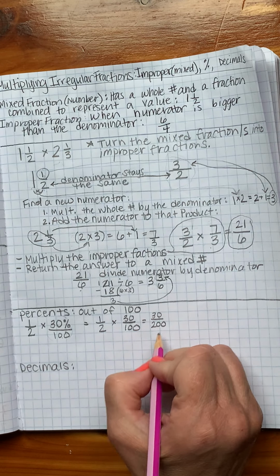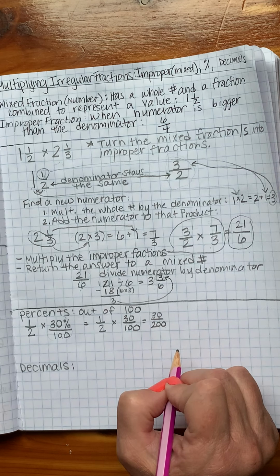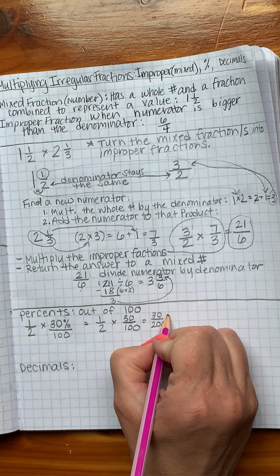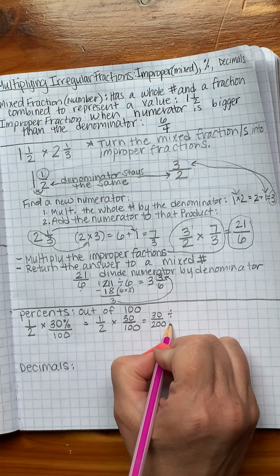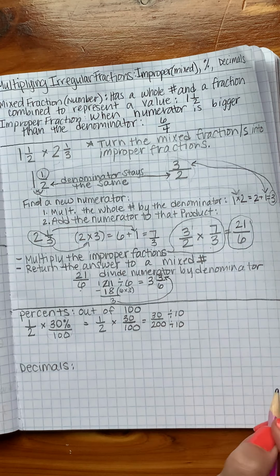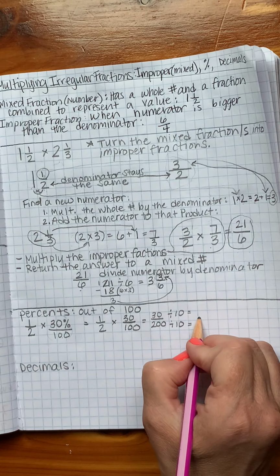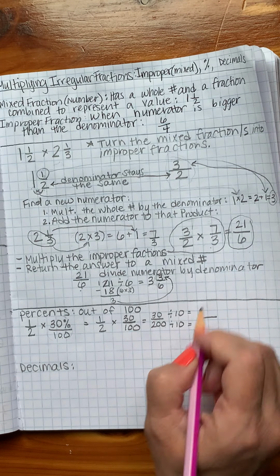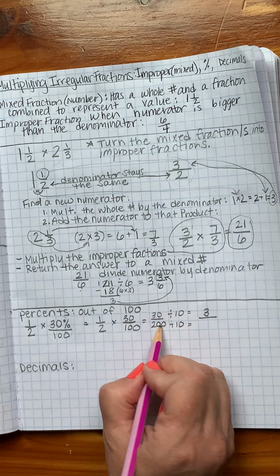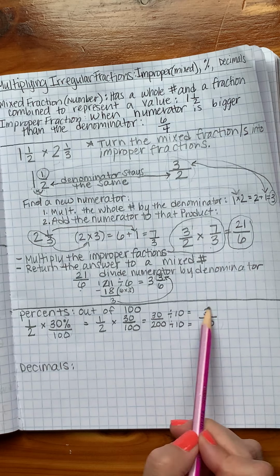And what I do is when I find a common factor, I divide both the numerator and the denominator by that common factor. So I'm basically going to divide this number by 10, and I'm going to divide this number by 10, and then I'm going to get a reduced fraction. So 30 divided by 10 is 3, and 200 divided by 10 is 20. Now, this is a much smaller fraction.